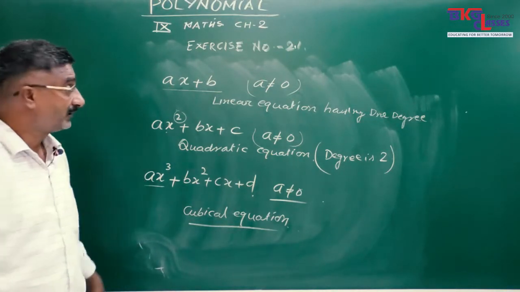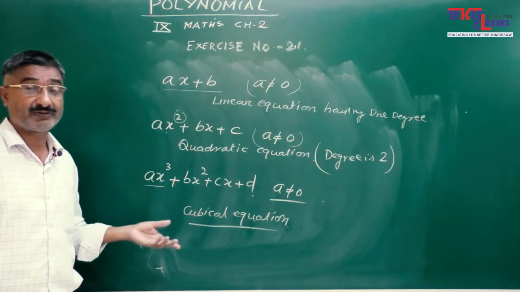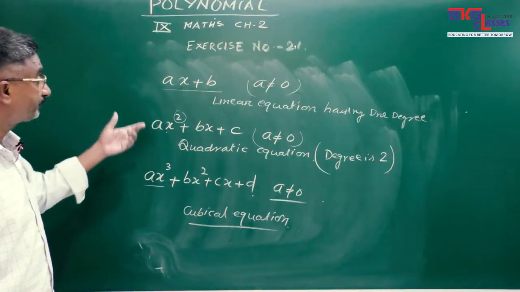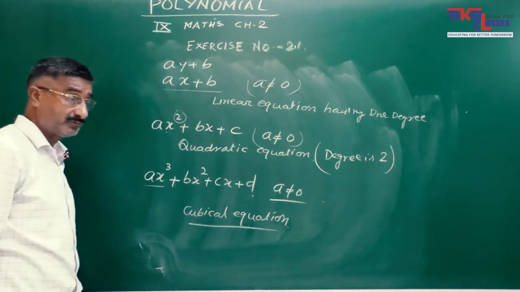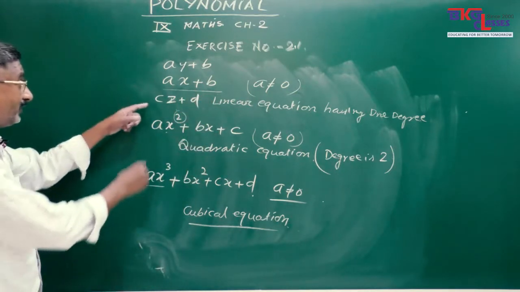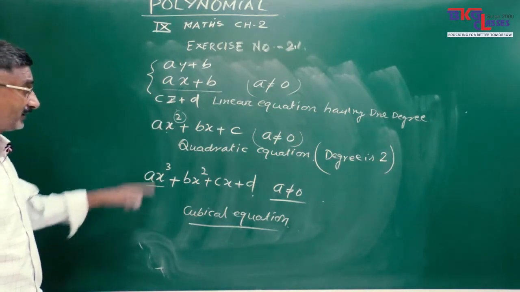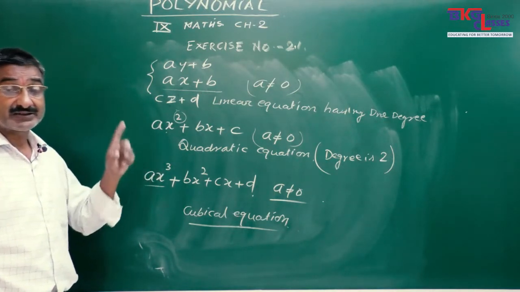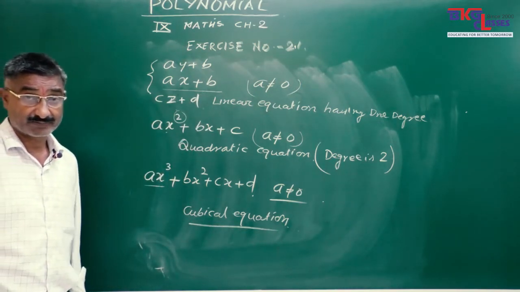and a single variable. It is not necessary that you write the variable x only. It may be in terms of y, z, t, s, r, any variable. So here you can also write ay plus b or cz plus d. All these three are linear equations. Here the variable has the highest power 1, here the highest power of the variable is 2, here the highest power of the variable is 3. So this is a linear equation, this is a quadratic equation, and this is a cubical equation.